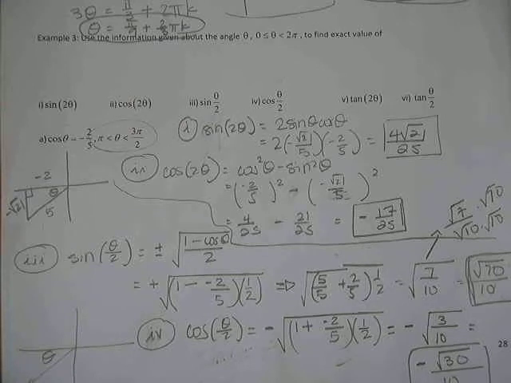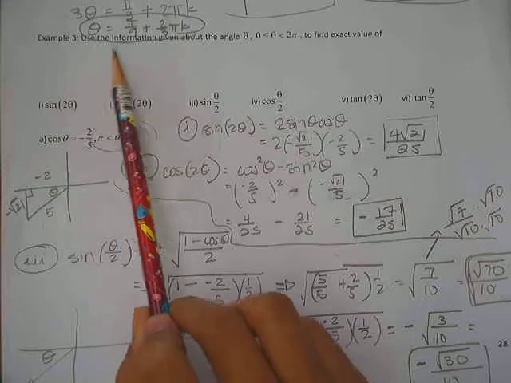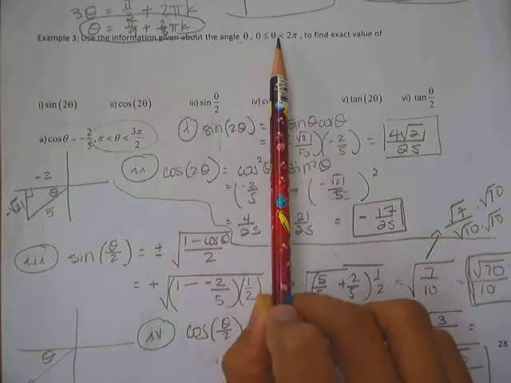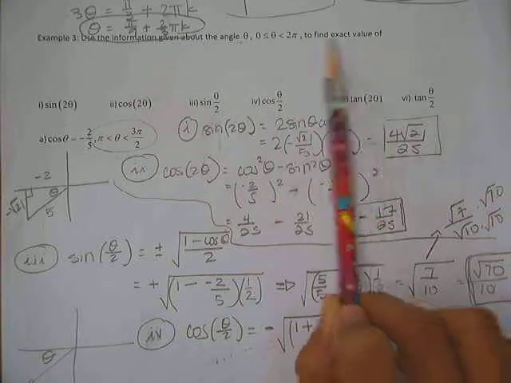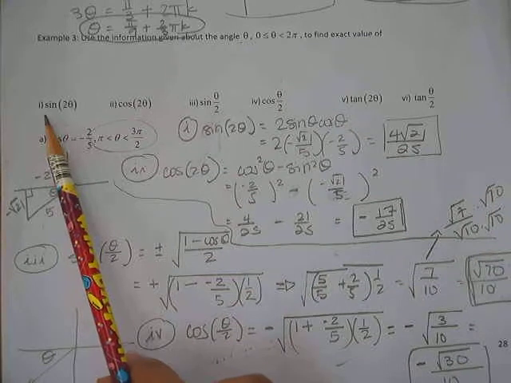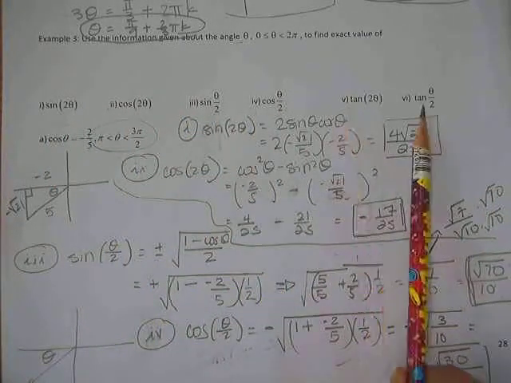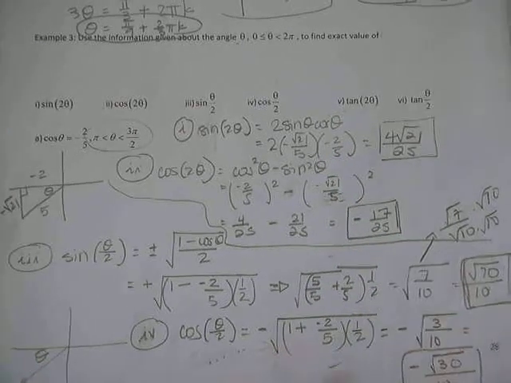So yesterday we started on example 3. The directions say: use the information given about the angle theta, which is unknown. But I do tell you, theta is within 0 and 2 pi. To find the exact value, yesterday we did 1i, 2i, 3i, and 4i. So today we're going to finish up 5 and 6i, which I'm going to do on the back because I'm completely out of space on the front.